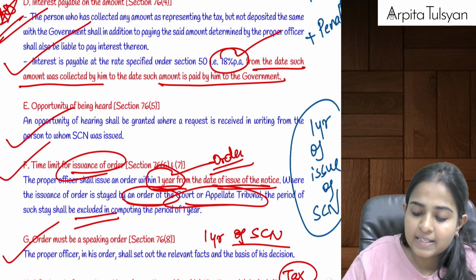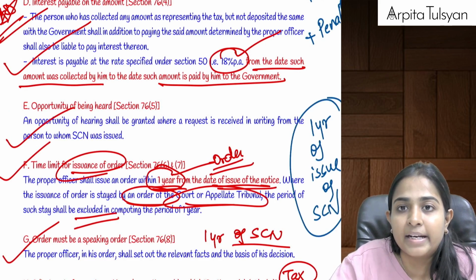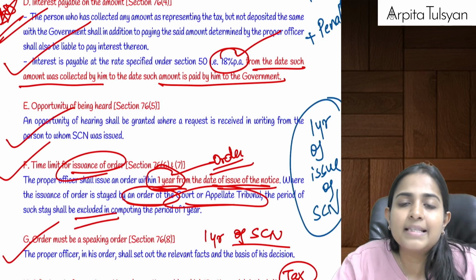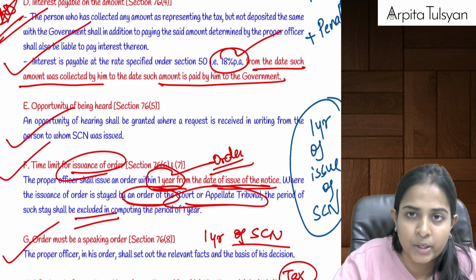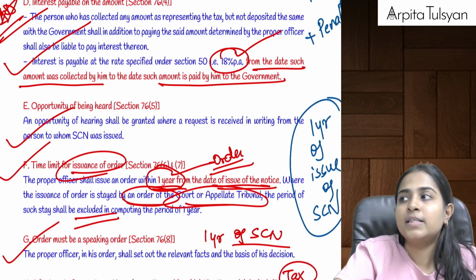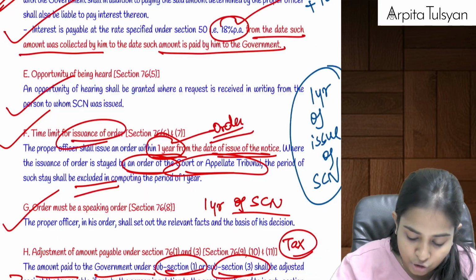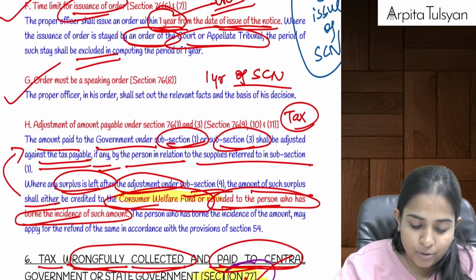For this case, there was no time period for issue of show cause notice. But as soon as the show cause notice is issued, within 1 year, the final order needs to be passed. Are you clear with this?